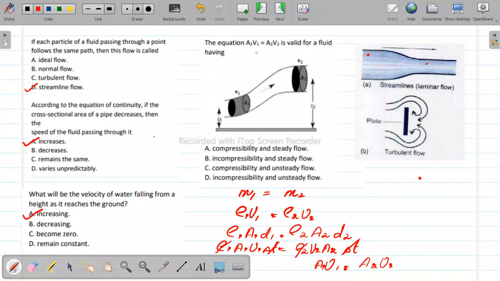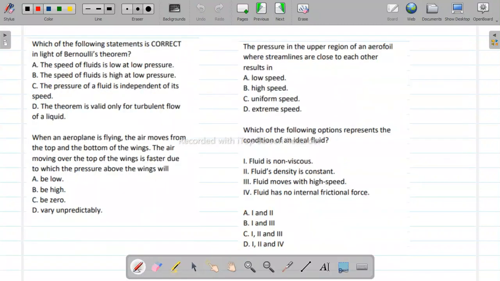It says the equation A1 V1 equals A2 V2, where A is the area and V is the velocity of the fluid, is valid for a fluid having what? In this chapter, except for Stokes law, all the topics we discuss, we are going to study with the assumption that we are dealing with an ideal fluid. And I just mentioned that an ideal fluid is one which follows three basic conditions. It is incompressible and it gives steady flow, right? So this makes us conclude that option B needs to be the correct option to this MCQ.